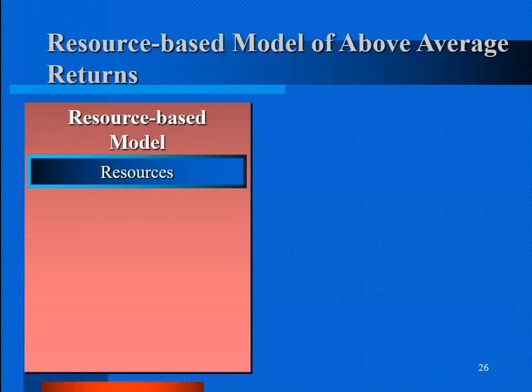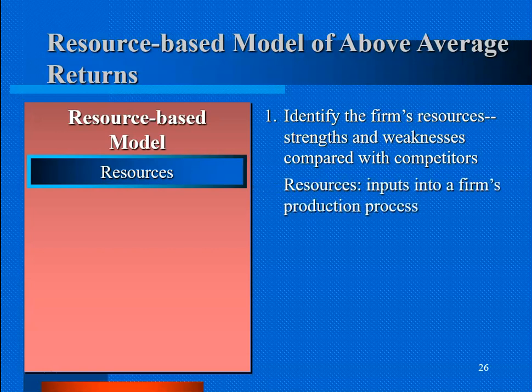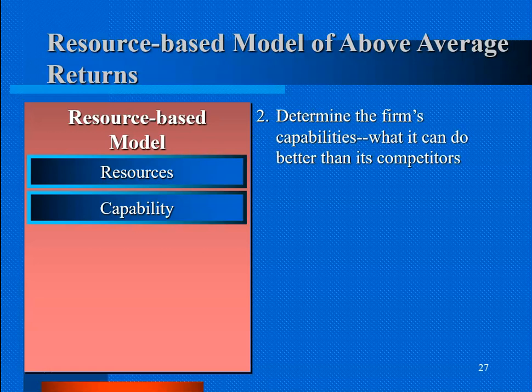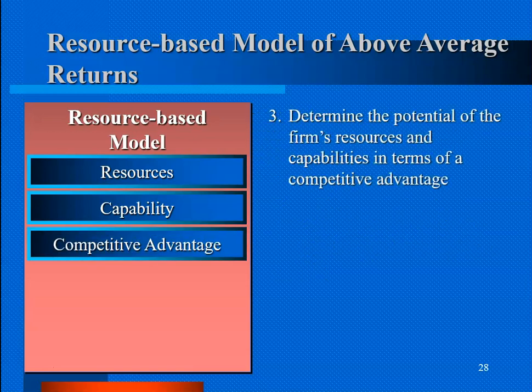So we will examine the resource-based model and what is needed for the resource-based model to work. So first of all, the resources. Identify the firm's resources, your strengths, your weakness compared to the competitors. The resources are the inputs into the firm production process, and this includes human capital, your machinery, and that kind of thing. Capability. You have to determine the firm capabilities, what it can do better than its competitors. Capability now is the capacity of an integrated set of resources to integratively perform a task or activity.